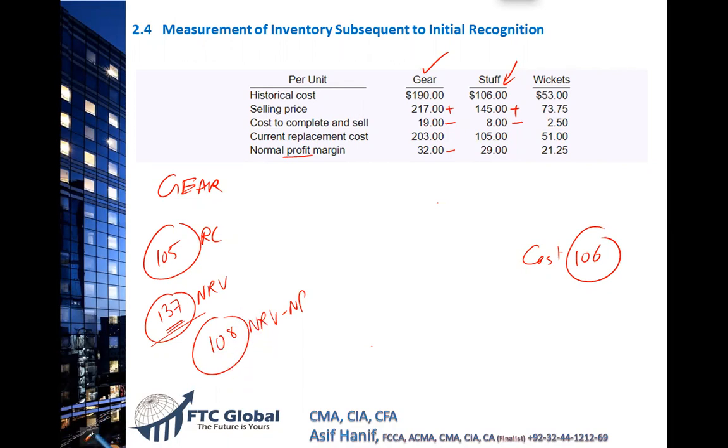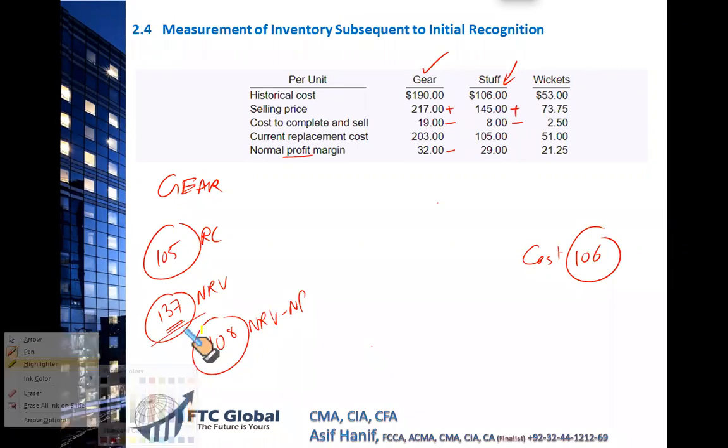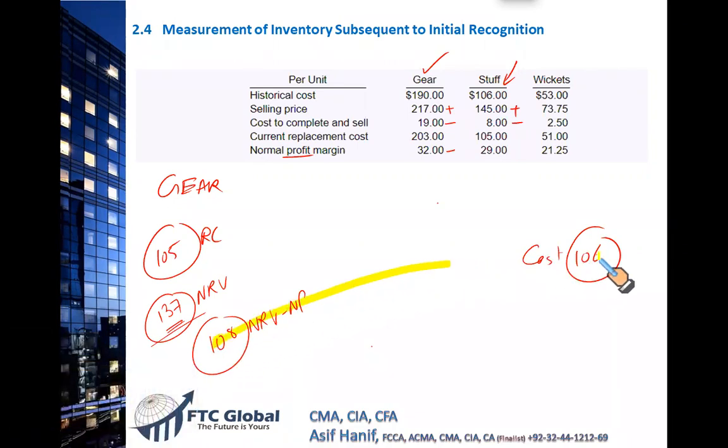So we are going to select this as our designated market price, and we will compare this with our cost. Our cost is 106, whereas designated market price is 108, which means still our cost is low. So you don't need to do anything. No need to write it down. Still the cost is lower than your designated market price. And what is designated market price? The mid number of these three.